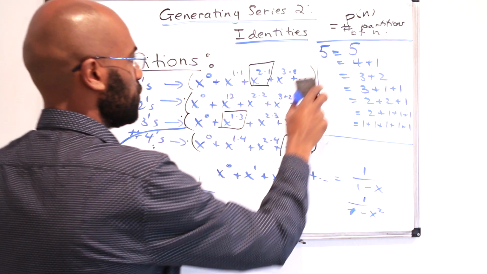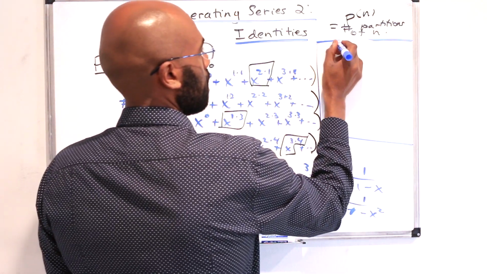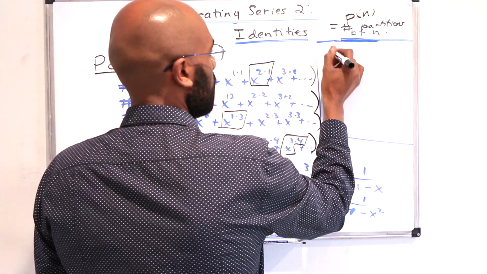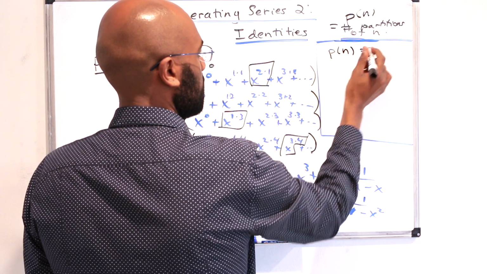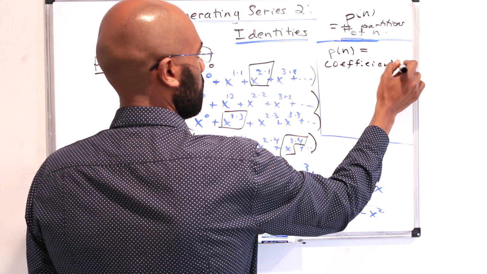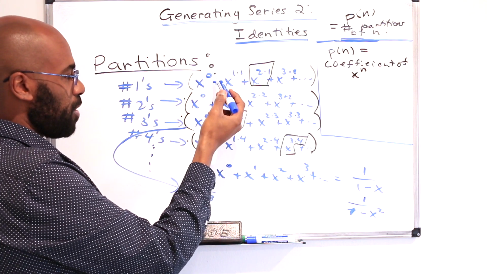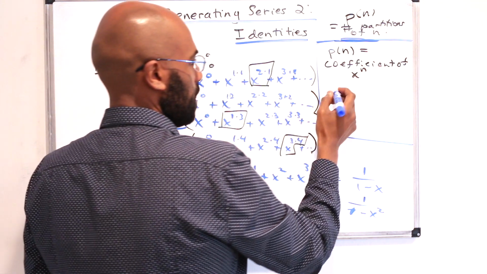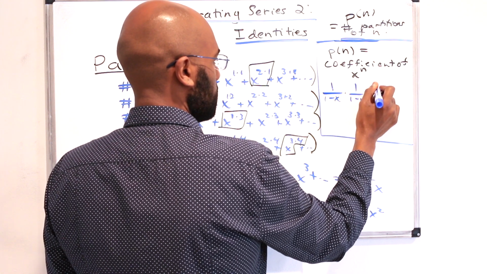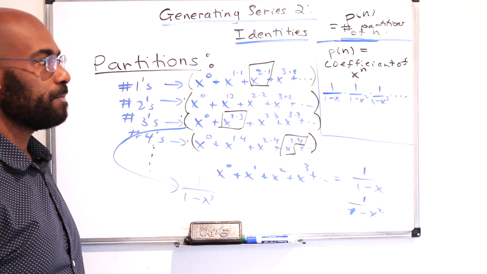So if we were to ask the question, what is the number of partitions of a given positive integer n, we could say that the number of partitions is the coefficient of x to the n in this infinite expansion of the product of an infinite number of power series. And it's this product 1 over 1 minus x times 1 over 1 minus x squared times 1 over 1 minus x cubed, etc., going on to infinity.